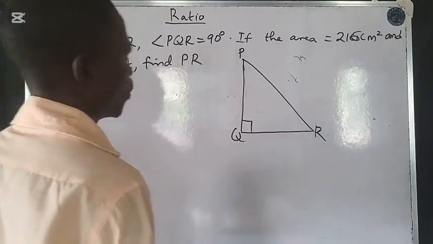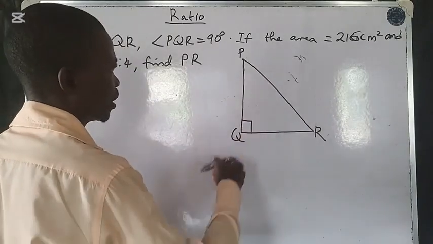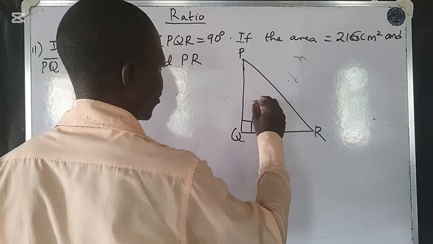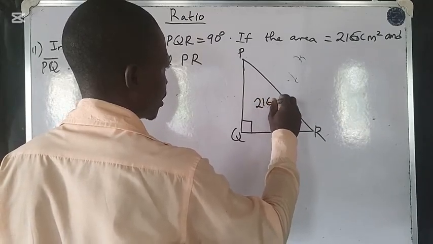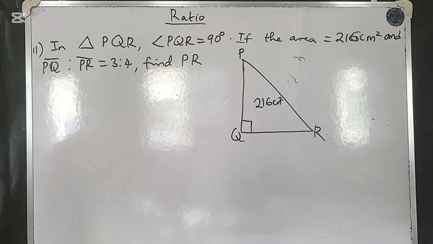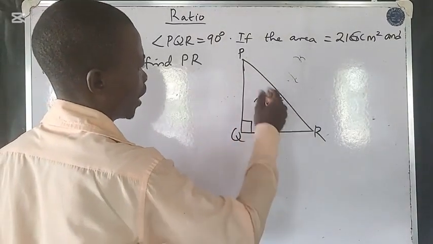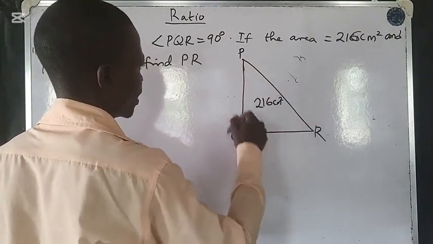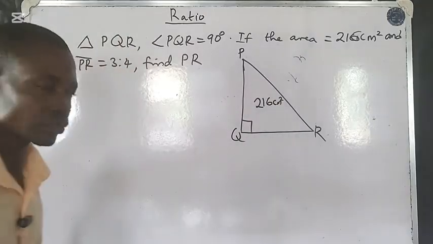PQR. We are told this place is 90. This is the symbol for 90. We don't need to write it. Then the area itself, let's label it inside. This is the area of the triangle. The inward part of a shape is the area. The addition of all the sides will be the perimeter, while the space inside the shape will be the area.